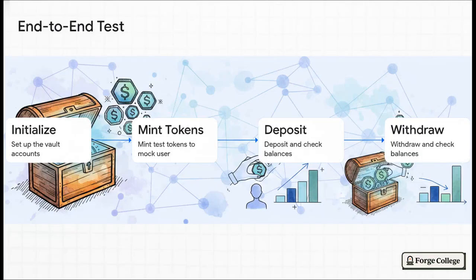Now, for that local validator integration, the inspector demands a very specific end-to-end sequence. Step 1, initialize the vault. Step 2, mint test tokens to a mock user. Step 3, perform a deposit and explicitly assert that the balance is changed correctly. And Step 4, withdraw the shares and assert the underlying tokens actually came back. You can't just run the code and assume the transfer worked. Asserting the delta proves that your CPIs and your PDAs are actually functioning securely in a live runtime environment.